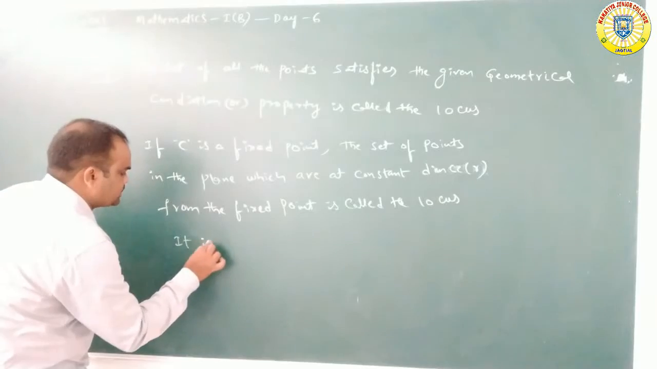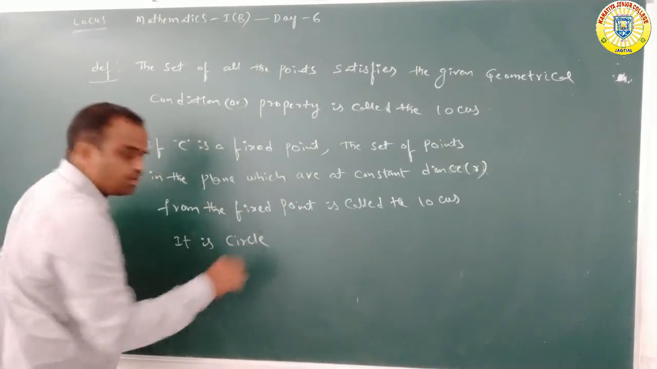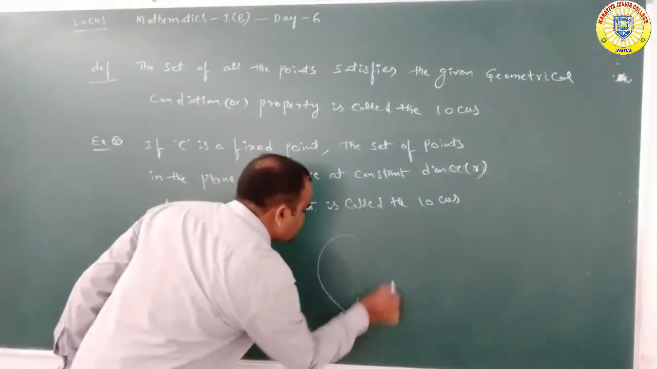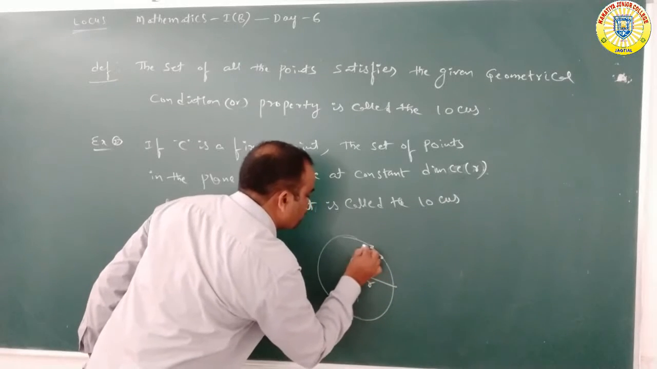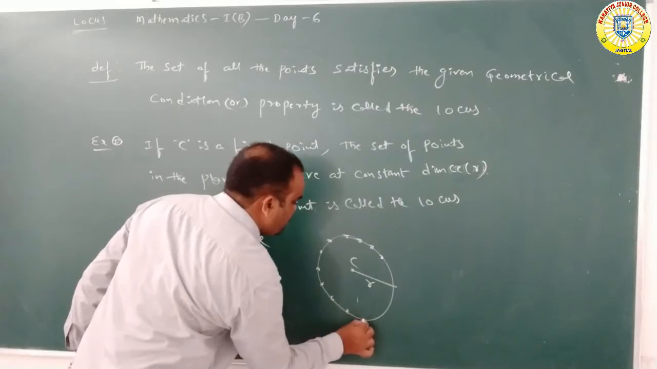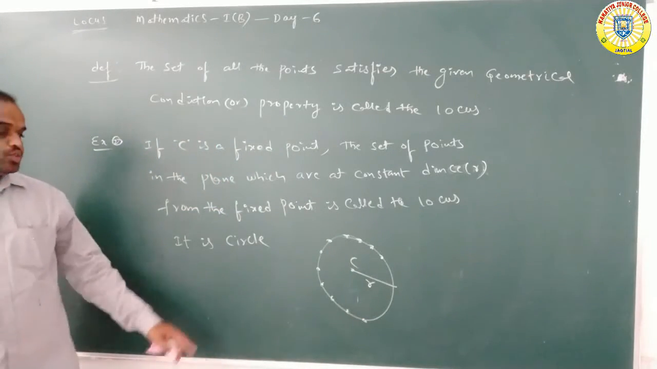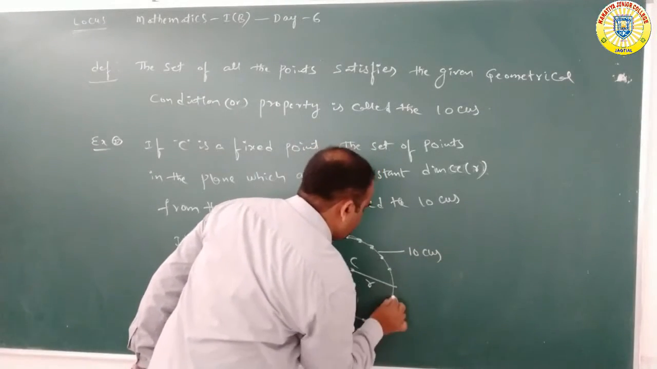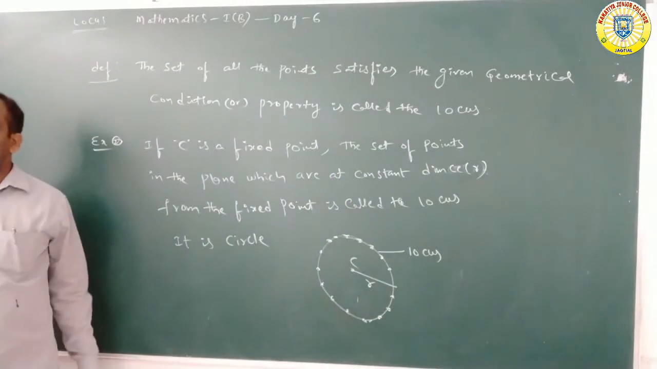So it represents which one? A circle. The locus is a circle. The set of points in the plane which are at a constant distance from the fixed point. Always remember, this fixed point is called the center. So this circle is our locus. Understand?